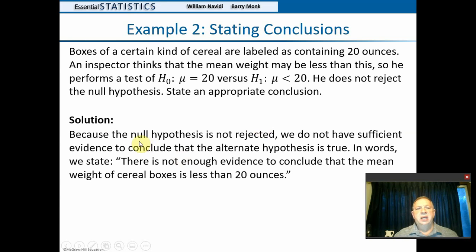Because the null hypothesis is not rejected, we do not have sufficient evidence to conclude that the alternate hypothesis is true. In other words, we state there is not enough evidence to conclude that the mean weight of a cereal box is less than 20 ounces.